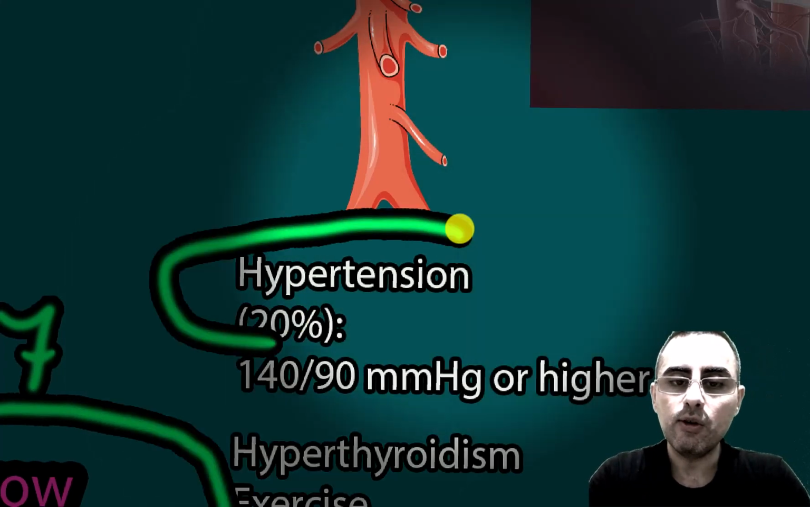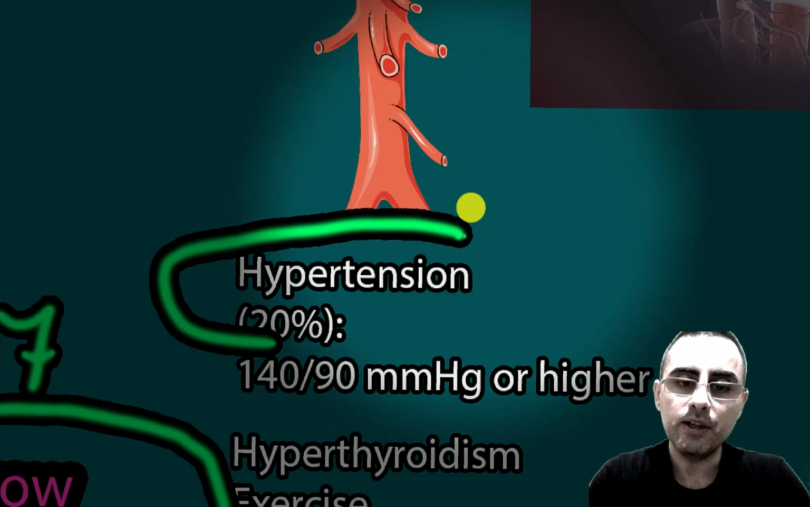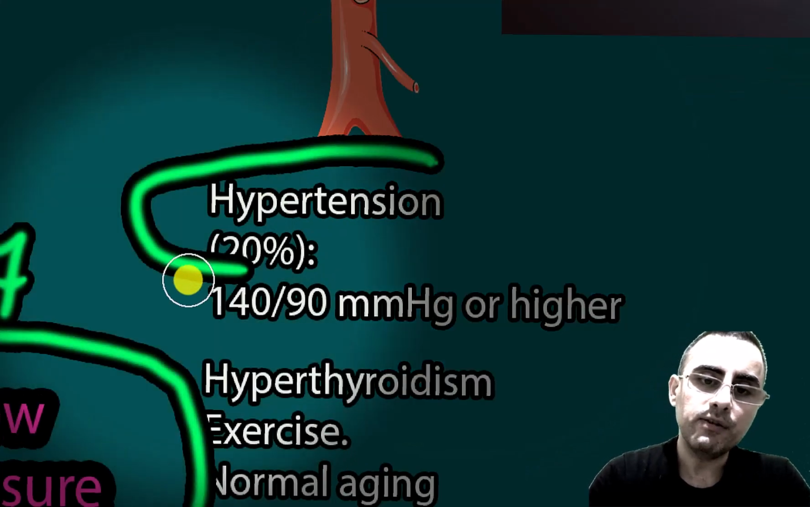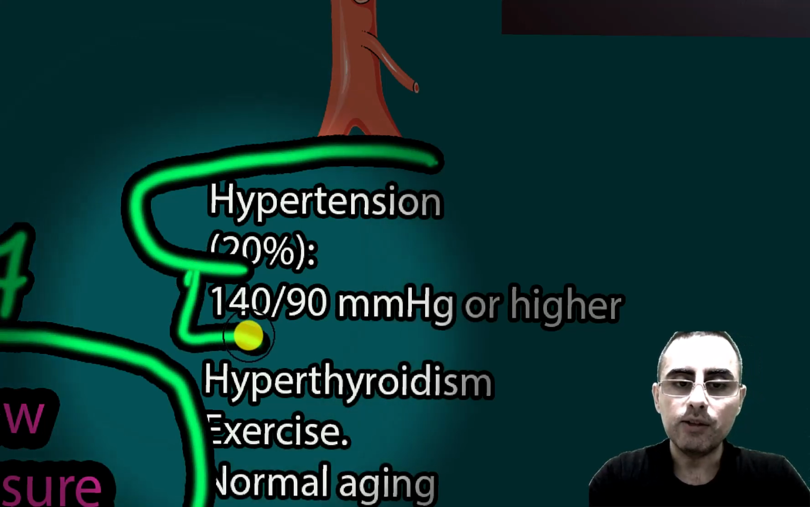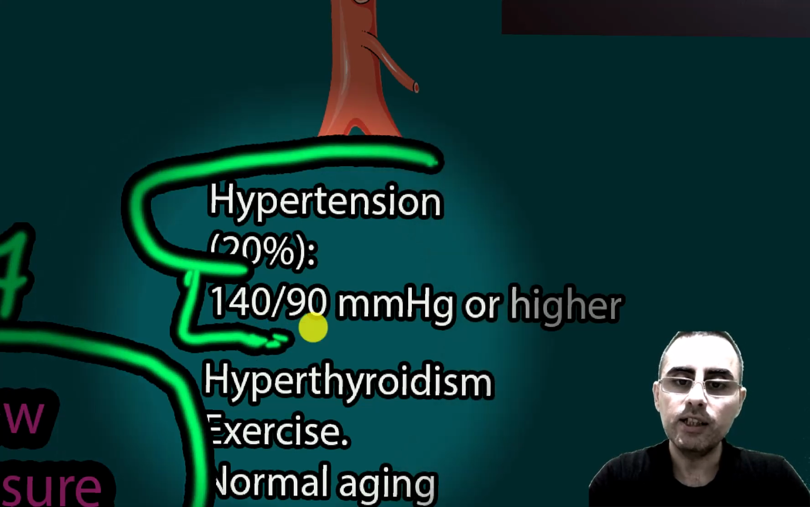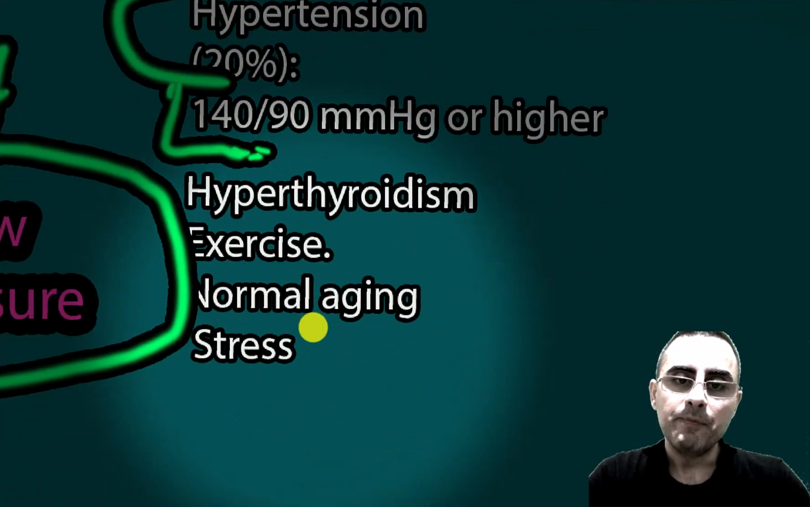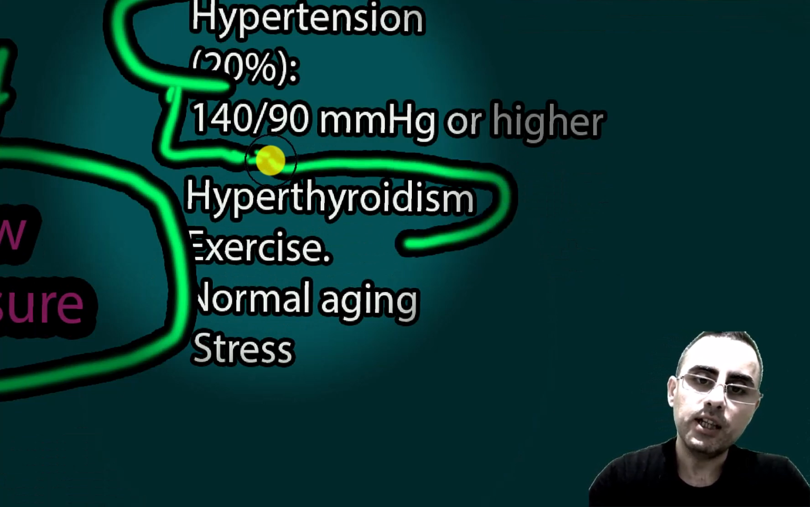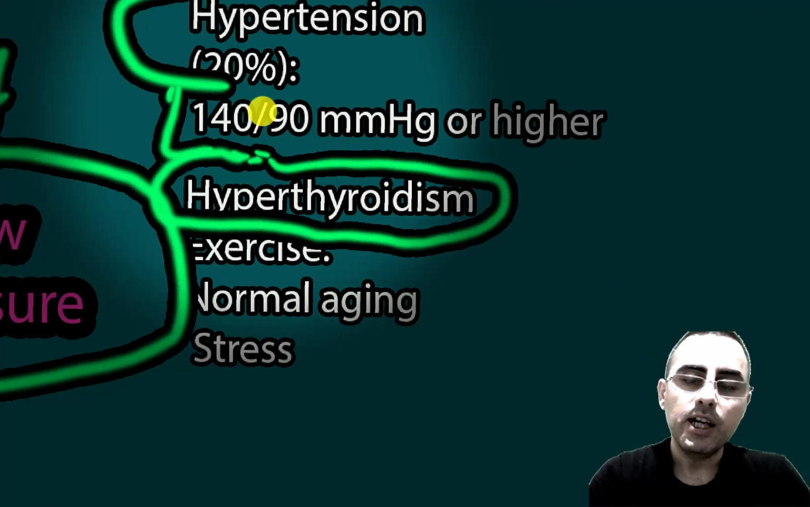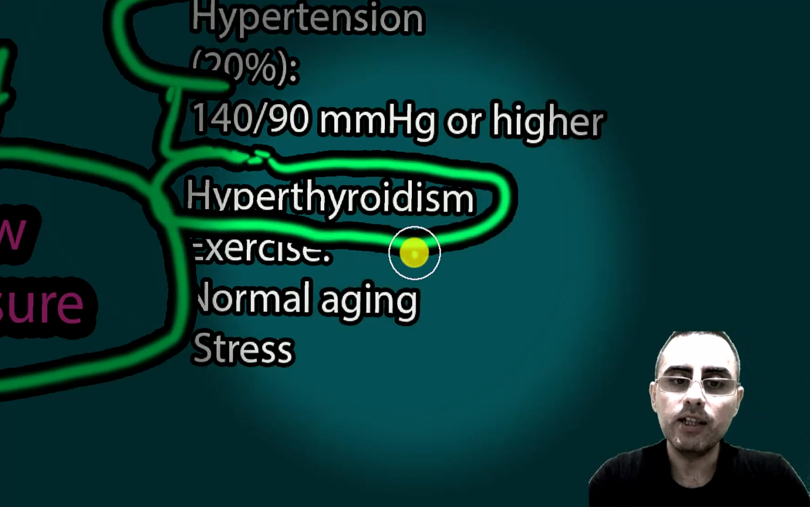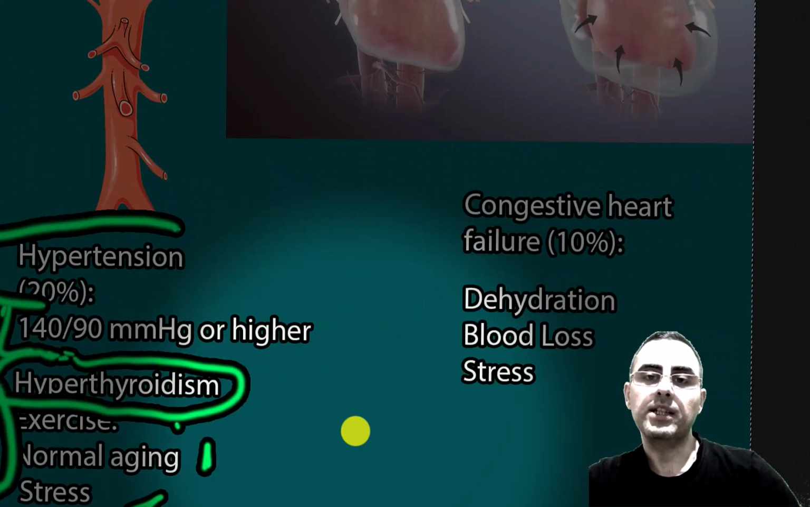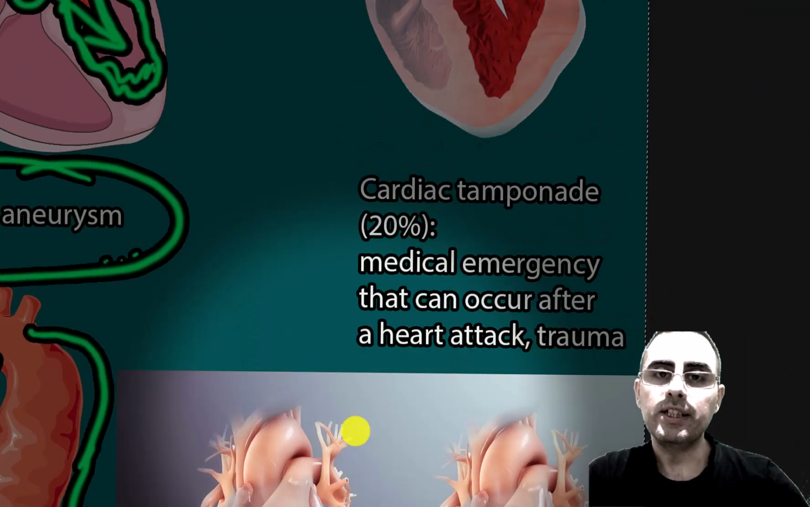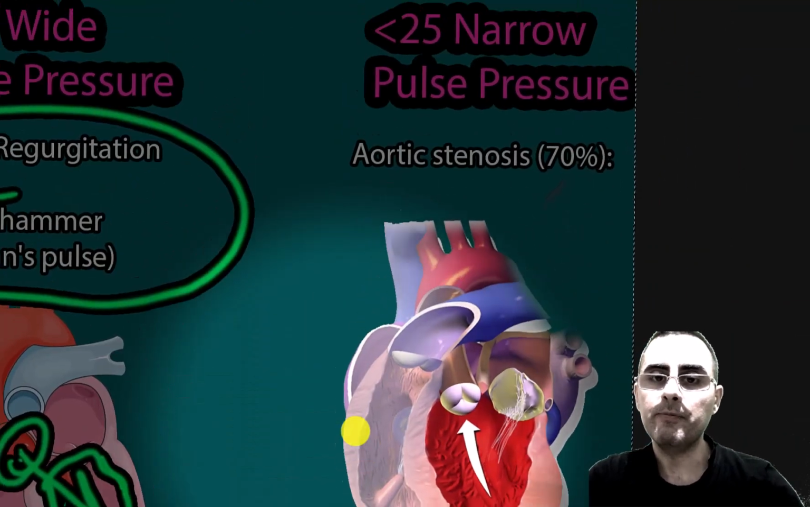Hypertension is also a common cause of wide pulse pressure. Hypertension is diagnosed if blood pressure measurements are 140 or more systolic and more than 90 diastolic. Also, hyperthyroidism can cause wide pulse pressure, and in healthy people, exercise, normal aging, and stress can also cause wide pulse pressure. Now let's discuss narrow pulse pressure.